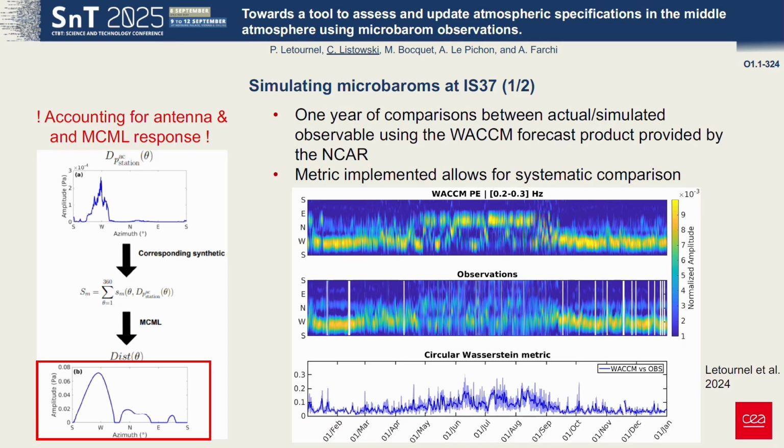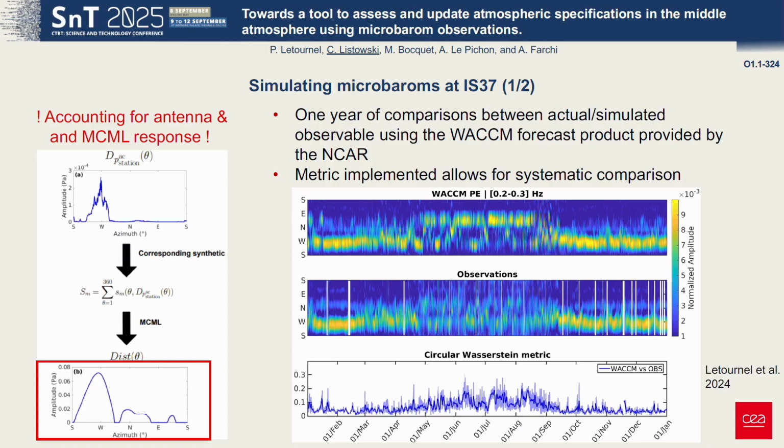And so then you have distributions. You can put all the distributions side by side through time. The y-axis each time is the azimuth for cardinal points, and time is on the x-axis. The top plot is a simulated soundscape of microbaroms using the WACCM model, the Whole Atmosphere Community Climate Model, which is a high-top model. In the middle are the observations, and at the bottom is an implemented metric, a distance, which allows us to systematically quantify the difference between the observation and the modeling.